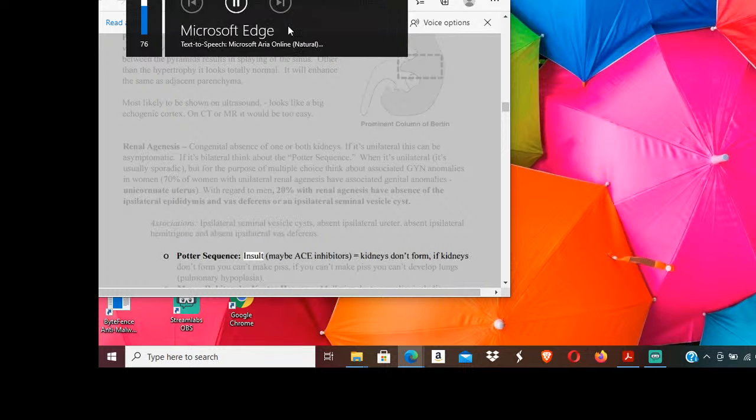Potter sequence, insult, maybe ACE inhibitors, equals kidneys don't form. If kidneys don't form, you can't make piss. If you can't make piss, you can't develop lungs, pulmonary hypoplasia.